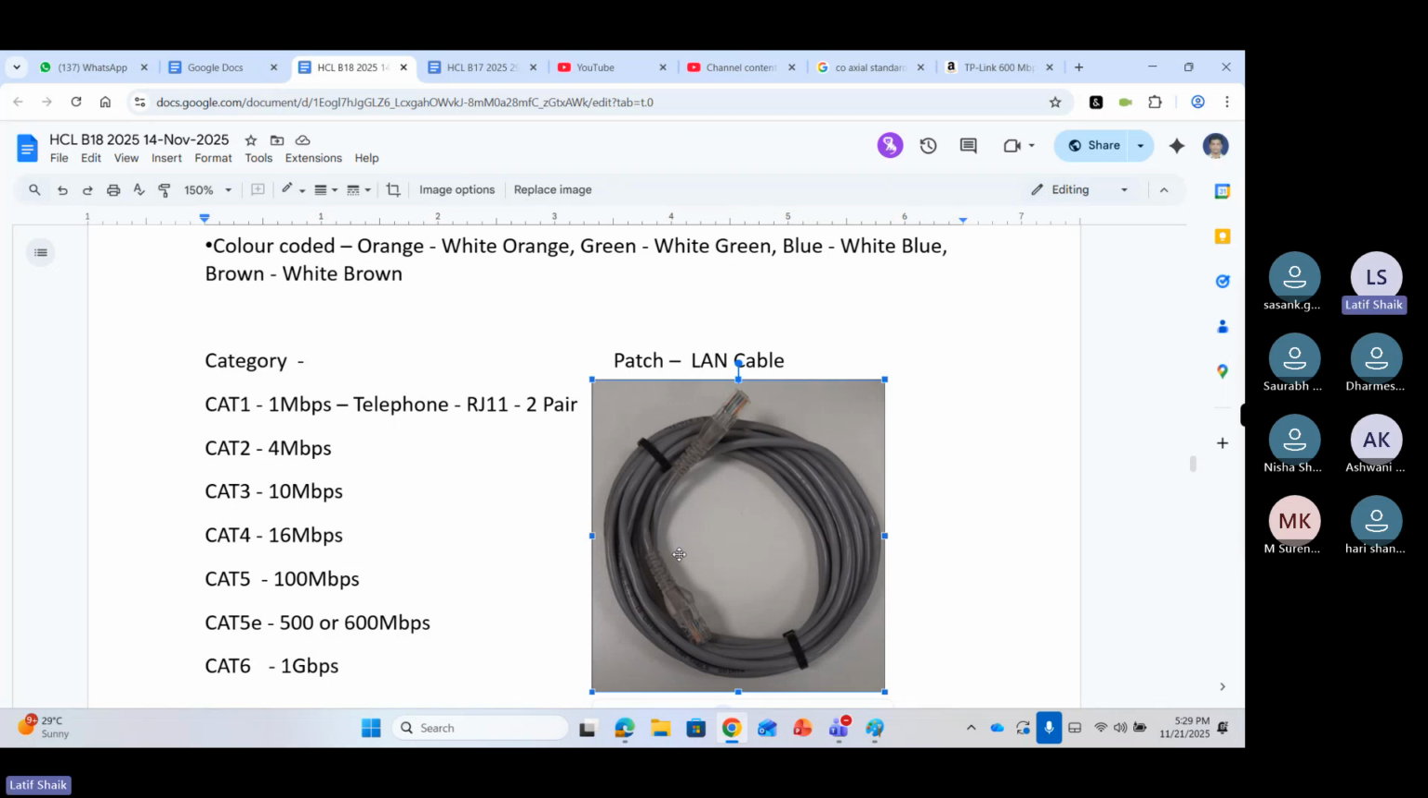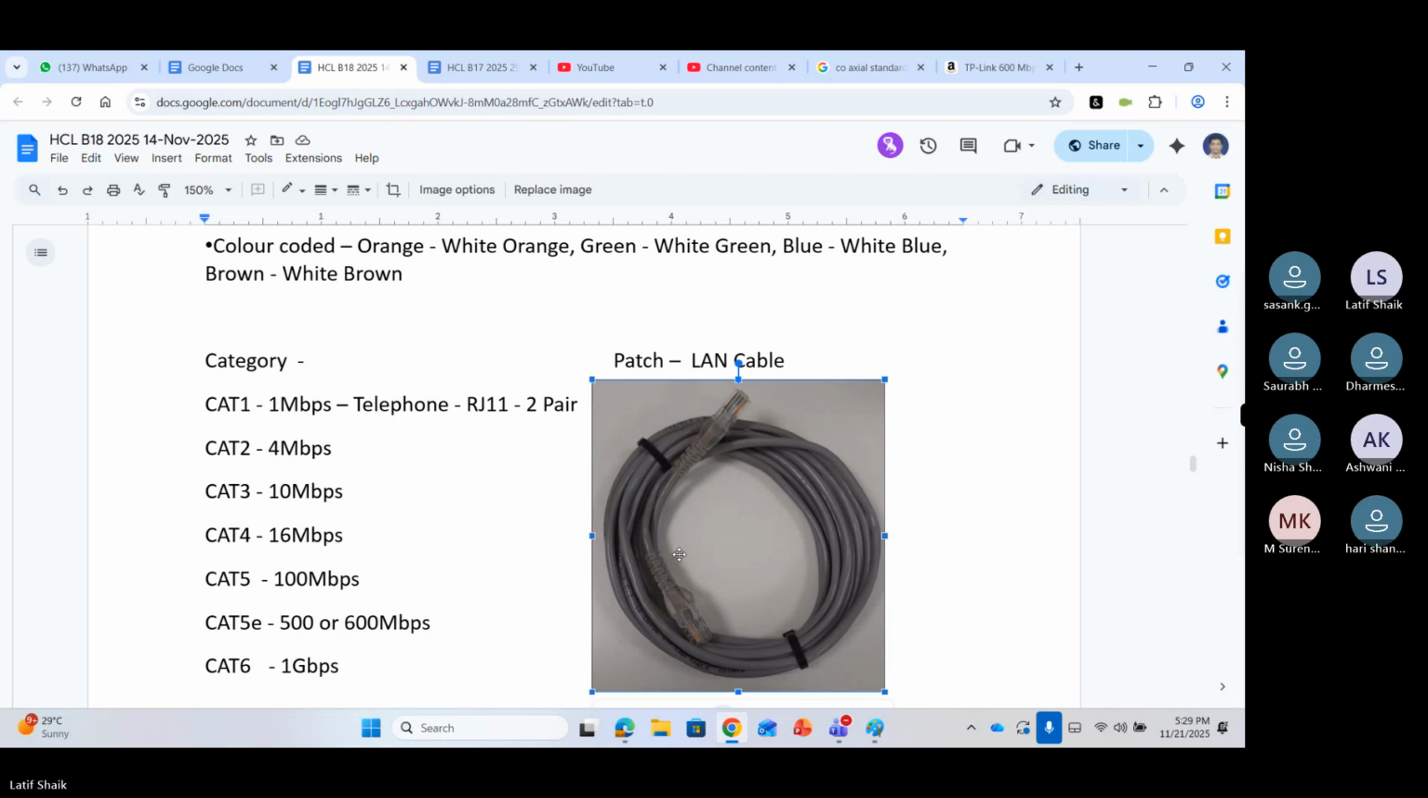Cat 1 is actually not for your LAN communication purpose. It's for telephone based communication purpose. It supports data transmission speed up to 1 Mbps. RJ11 connector we are using. Normally, our LAN cables use the RJ45 connector, but the Cat 1 cable uses the RJ11 connector. It's actually a 2-pair wire.